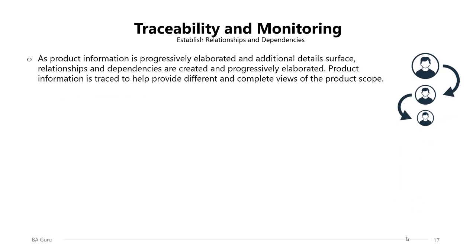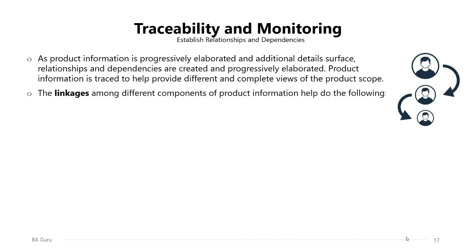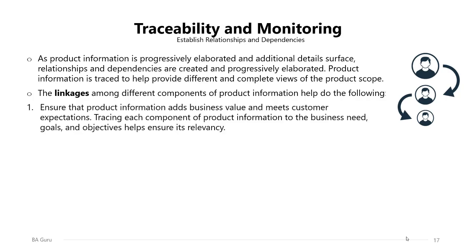As product information is progressively elaborated and additional details surface, relationships and dependencies are created and progressively elaborated. Product information is traced to help provide different and complete views of the product scope. The linkages among different components of product information will help you do the following. First of all, ensure that product information adds business value and meets customer expectations.